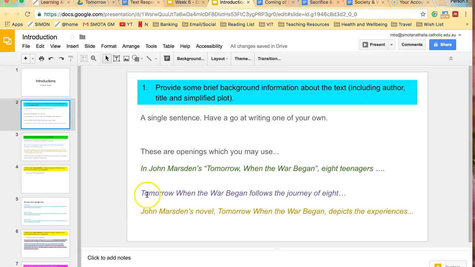sentence starters here. So you might say, in John Marsden's Tomorrow When the War Began, 8 teenagers, what happens to them? What's the consequences? Sum it up in 1 sentence. You might alternatively say, Tomorrow When the War Began follows the journey of... John Marsden's novel Tomorrow When the War Began depicts the experiences of, again, you need to mention the fact there's 8 teenagers, there's a war, an invasion, they have to fight, etc. 1 sentence, sum it up, pause the video and finish yours off, and then when you've done that, you'll be ready to move to the next section.